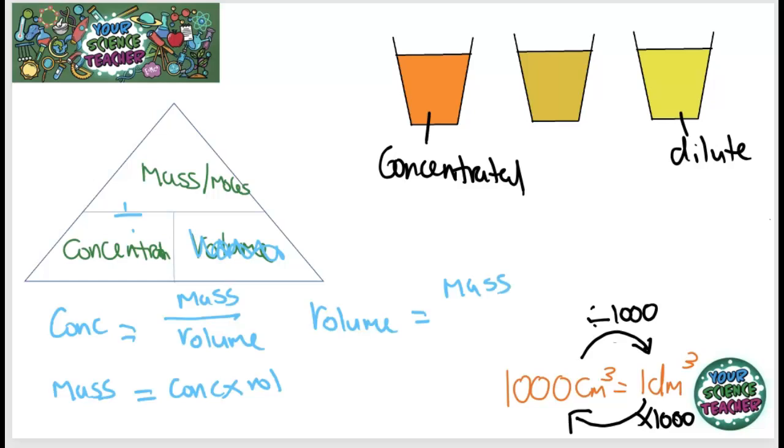The top bit, the line on top, is like a divide sign, and next to it is a times. So volume is mass divided by concentration. And that is all the maths in chemistry topic, really. What we're going to go on and look at now is different types of reactions.